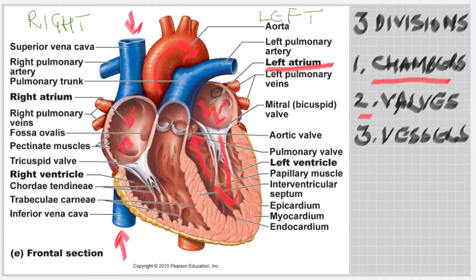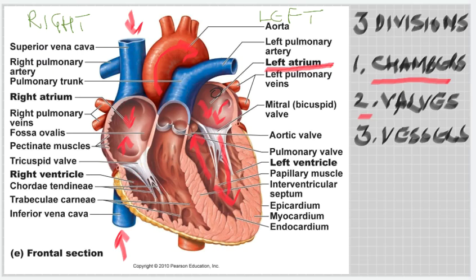I hope you can appreciate that the valve is between an auricle and a ventricle, and that's why this valve is called an atrioventricular valve, or an AV valve. We'll get into the details of this in a little while. The same kind of valve is present on the right hand side of the human heart.